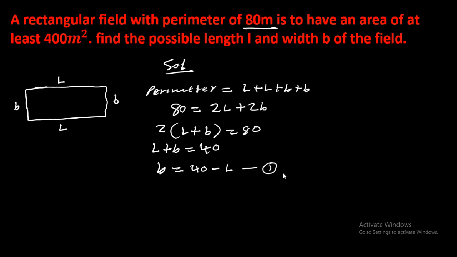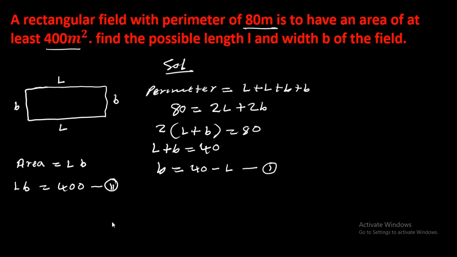And this can be our equation 1. Then equation 2 can come from the area. We know that the area of a rectangle is simply equal to L times B. So LB is simply equal to, we know the area we have been given, which is 400 meters squared. So this will be our equation 2.